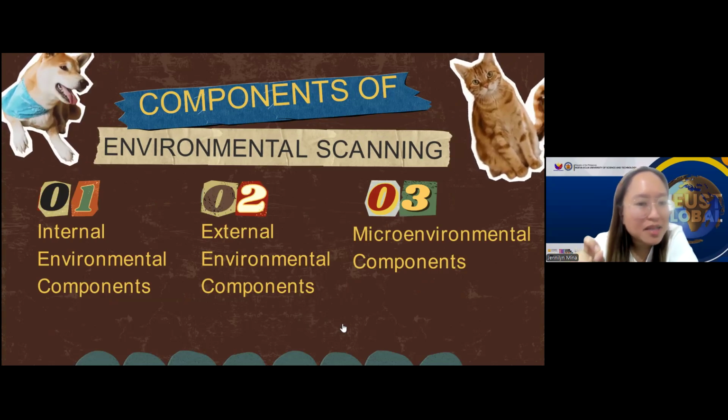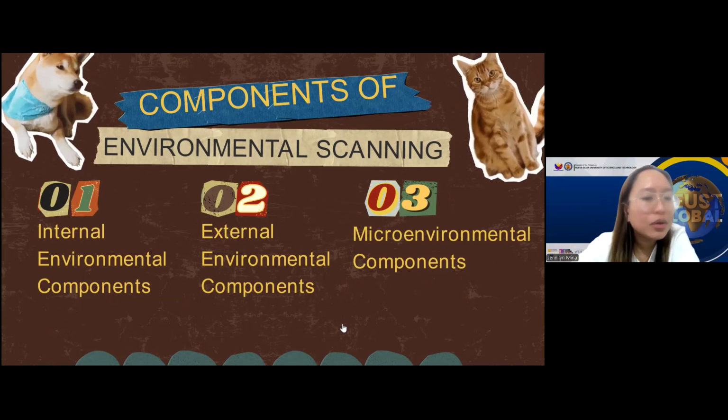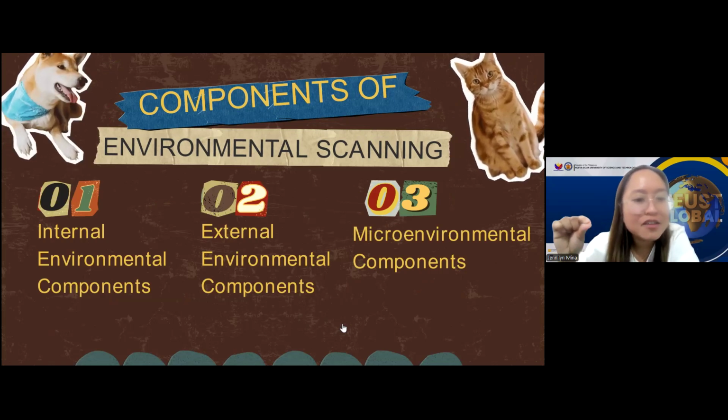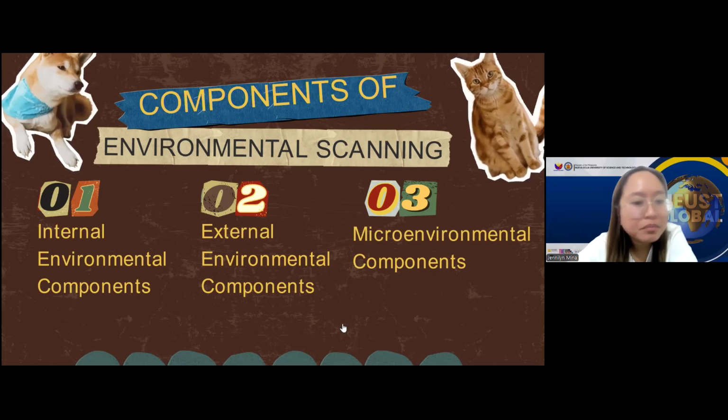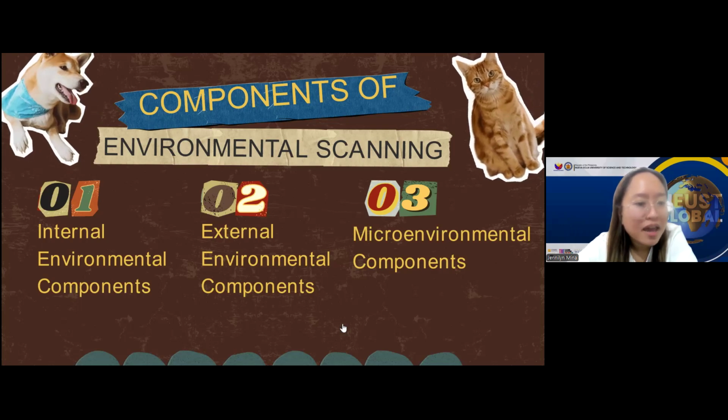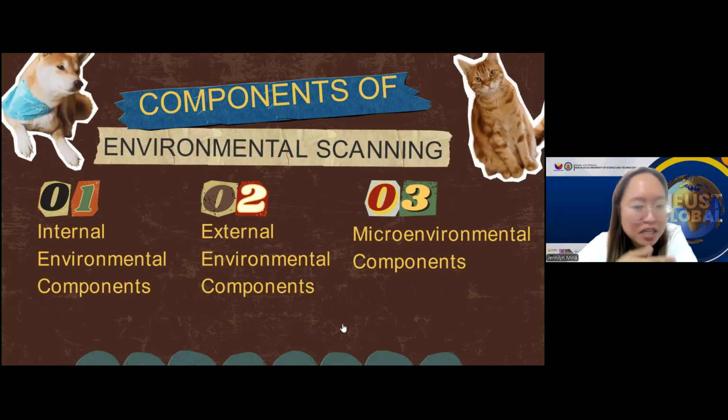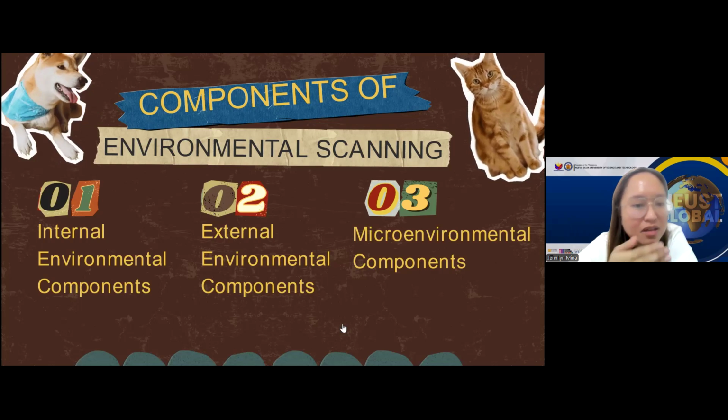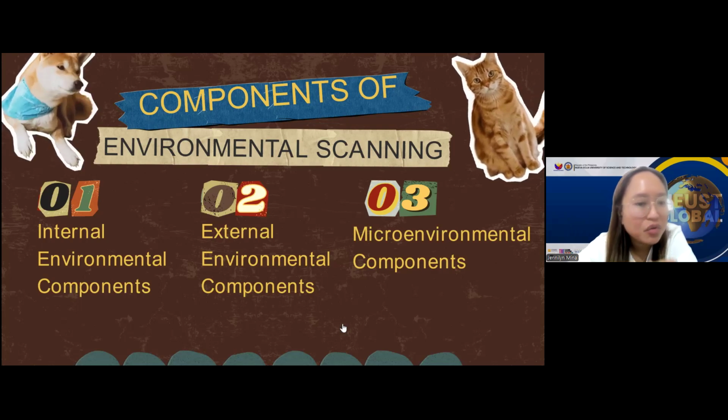To navigate the vast seas of business successfully, you need to be aware of everything around you. This everything is the environment you need to scan, and it involves two main areas. The inside of your ship, the internal environmental components. These are the things that you have direct control over.